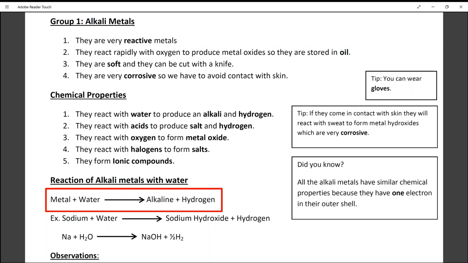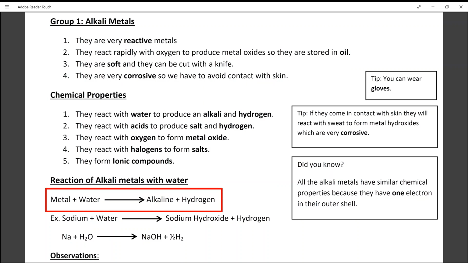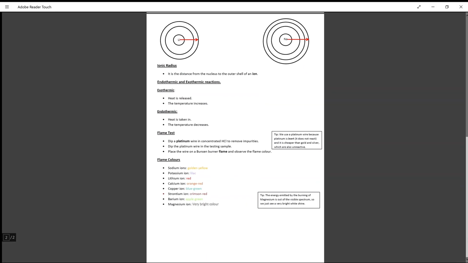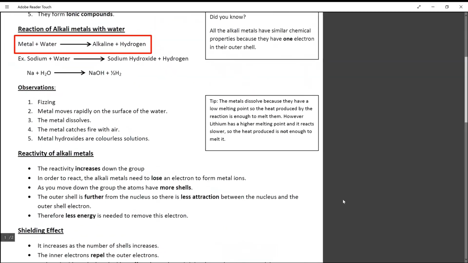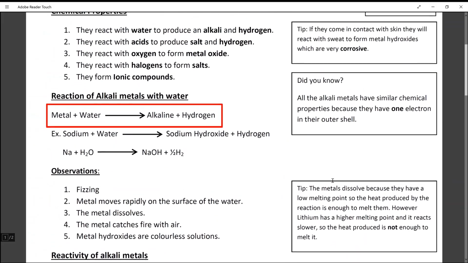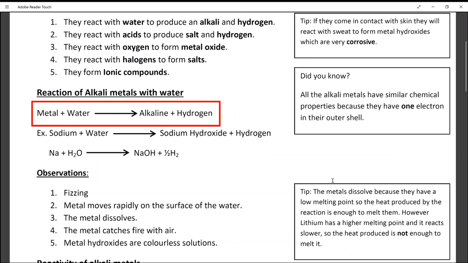They react with oxygen to form metal oxide, and they react with halogens to form salts. They also form ionic compounds. The reason that all the alkali metals react in the same way is because they all have one electron in their outer shell, and the elements that have the same number of electrons in their outer shell have the same chemical properties.